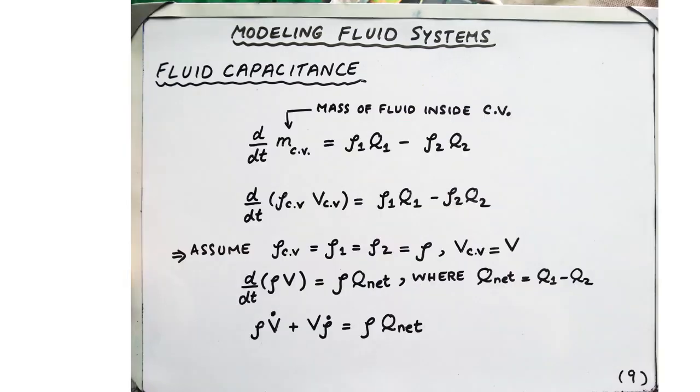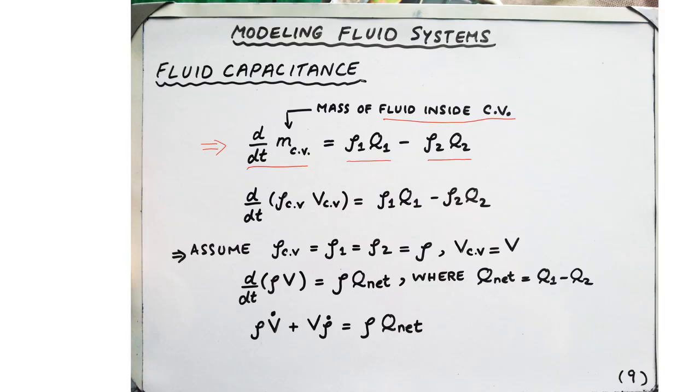Then we can write down the rate of change of mass as the derivative d over dt of mCV, where mCV is the mass of the fluid inside the control volume. That is equal to ρ1 times Q1 minus ρ2 times Q2. So remember, ρ represents the density of the fluid and Q represents the flow rate. So essentially this form of the continuity equation is allowing us to relate the rate of change of mass with the flow rates.